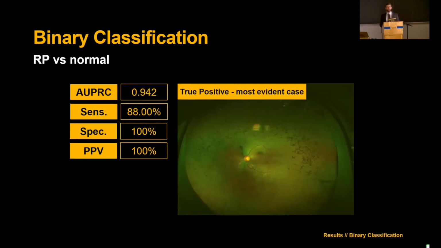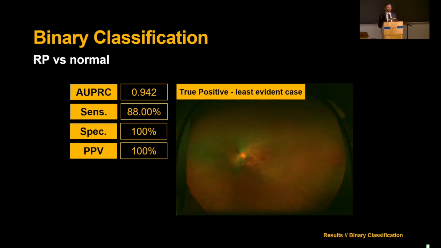The case of retinitis pigmentosa was similar: high AUPRC, high sensitivity, specificity, and positive predictive value. And our model did well in most evident cases with diffuse bone spicule-like pigmentation, and also mild cases or least evident cases with hypopigmented RPE changes.